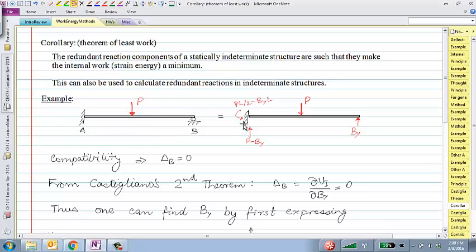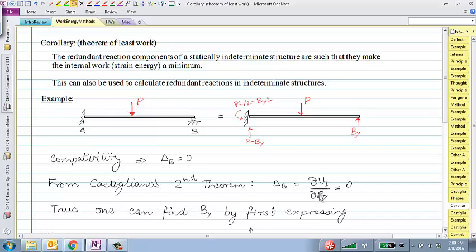Here's this example, and normally what we would do is to remove this support, apply some By here, and we would use compatibility then to find this By. That would be the normal approach that hopefully you all have seen in 371, and again you'll see quite a bit of that in this course later on.